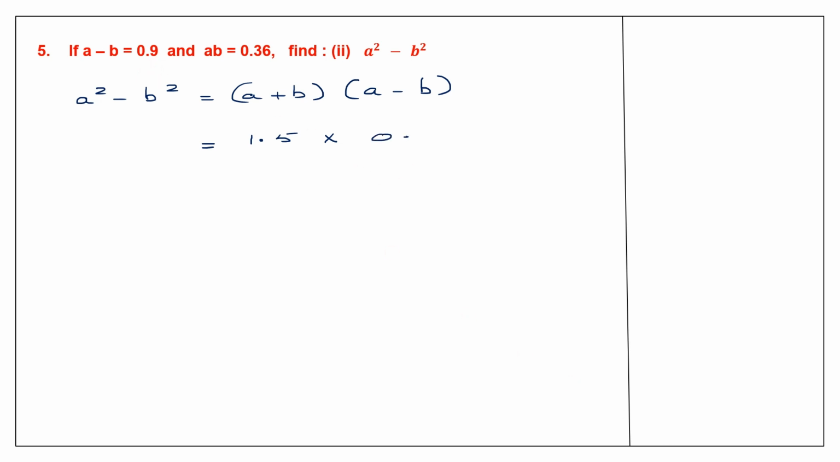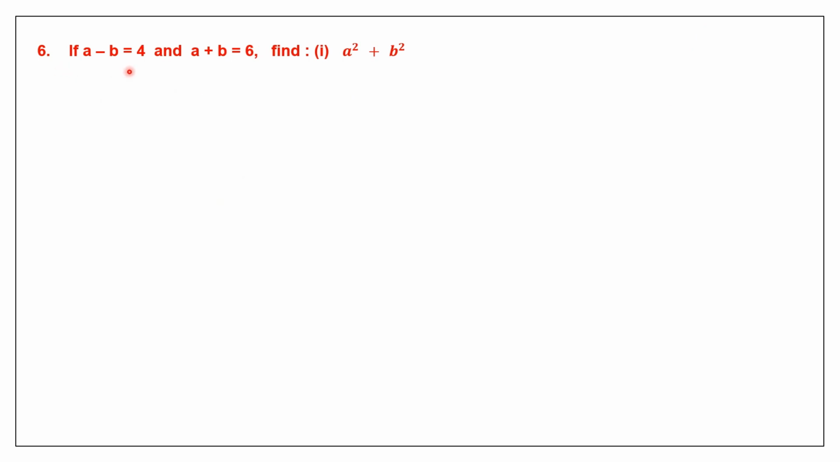So this is 0.9. Now multiply these two. 15 into 9. 9 5s are 45. Carry 4. 9 1s are 9 plus 4 is 13. So 135. And then we go back and see one decimal place here, one more, so 2 decimal places. So our answer also should have 2 decimal places. So that is 1.35. Here also we can say plus or minus 1.35 and that is a square minus b square. So this is our answer.